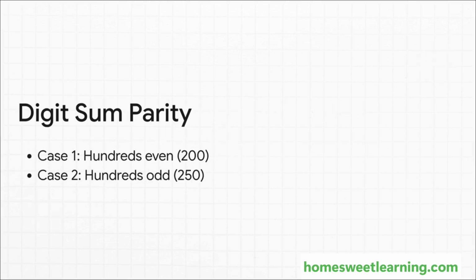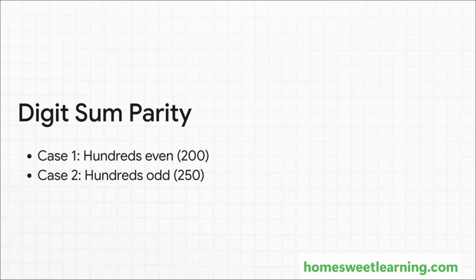So, case 1, the hundreds digit is even. Now, since we can't use 0, that gives us exactly 4 choices, 2, 4, 6, or 8. To keep the total sum even, the remaining 2 digits must also sum to an even number. When you calculate those specific pairs, it gives us 50 combinations. Multiply that by our 4 choices, and we've got 200 numbers.